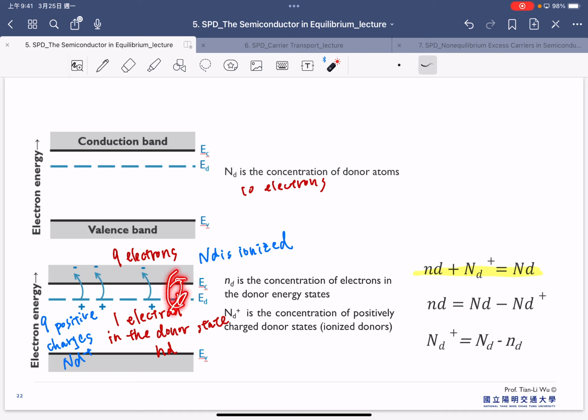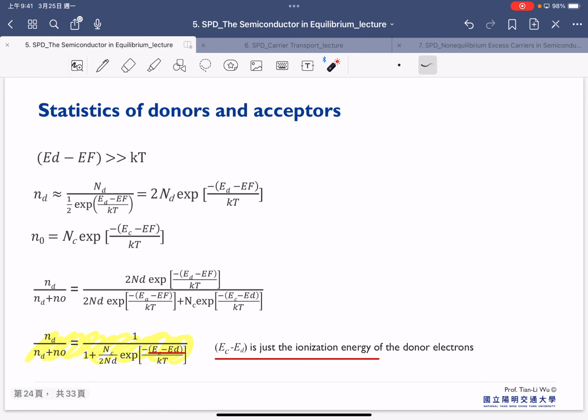In the last week we already talked about the concept of the donor state, and as long as the donor state is close to the conduction band, lots of the donor states can contribute electrons, because it is getting close to the conduction band. This can also be understood using this equation, because as long as this becomes smaller, we actually have a higher electron concentration in the conduction band.